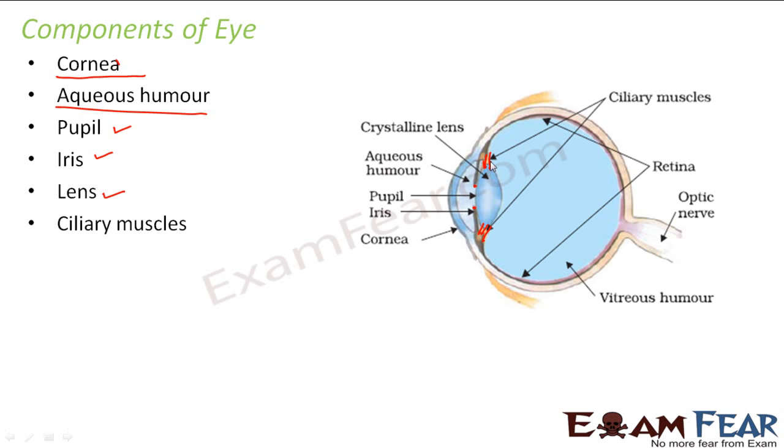These ciliary muscles are present just along with the lens. The size of the lens is controlled by these ciliary muscles, which are present on either end of the lens. Then you again have a fluid-like substance called vitreous humor. This fluid-like substance fills the entire space of the eyeball. So this whole space is filled with vitreous humor.